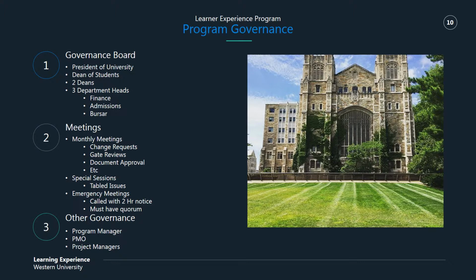The governance board must have a quorum. These are for meetings with issues that need to get decided, obviously, very quickly. Hoping to keep those to a minimum, but changes do occur. Other forms of governance, of course, are our program managers, our program management office, and our project managers as well.